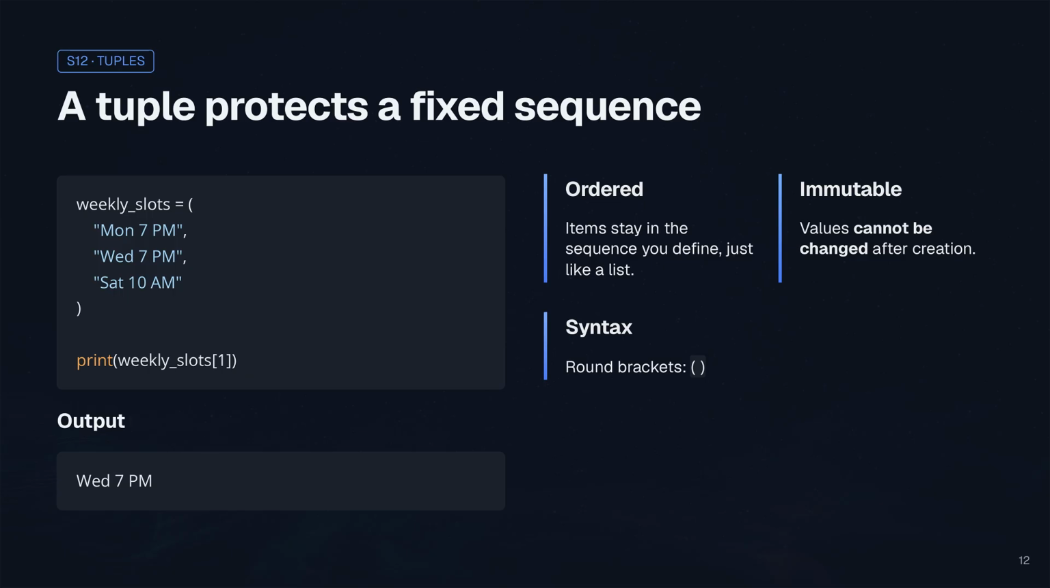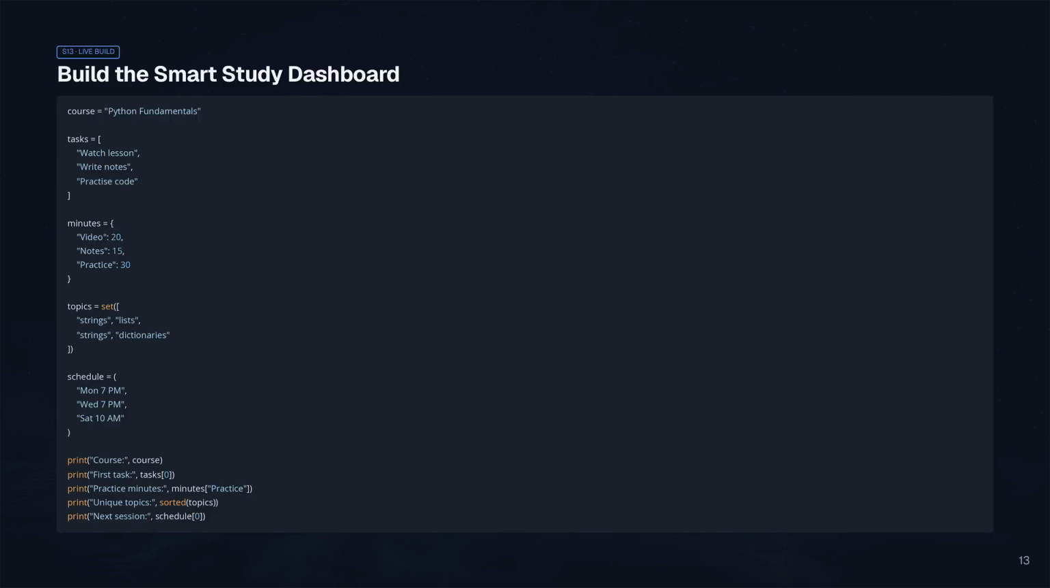A list says this sequence may change. A tuple says this sequence should remain stable. Now let us combine all five structures in one working program. Let us build the dashboard from a blank file. I will name it episode 2 dashboard.py.